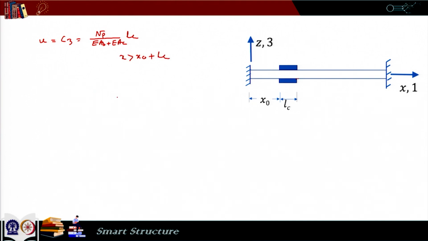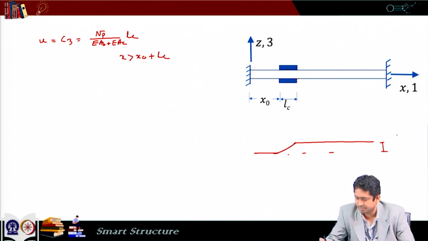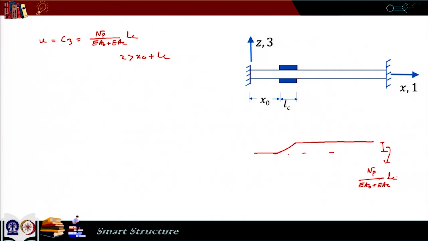So, if we draw the graph now, it would look like this. If I draw the displacement graph, initially the displacement remains 0, then the displacement varies linearly, and then the displacement remains constant. So, the value here is NP by EAB plus EAC multiplied by LC.